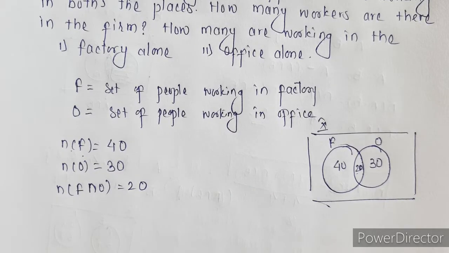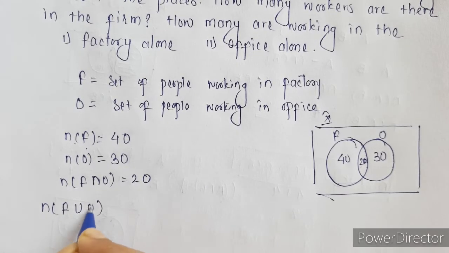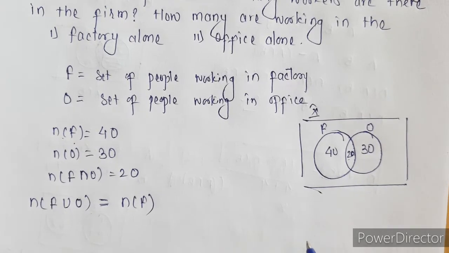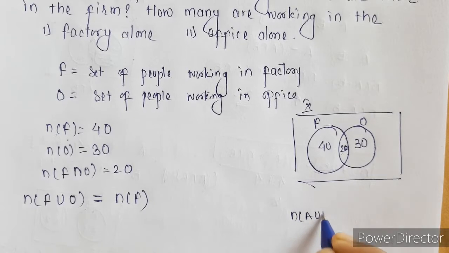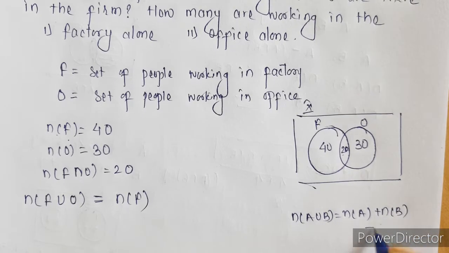Now we need to find how many total people are there in the firm. We are just collecting the people. We need to find the total people working in the firm, that is nothing but the number of elements in the collection of factory and office. So how do we find this? Let me write the formula here. How do we calculate A union B? It is n(A) plus n(B) minus n(A intersection B). I am taking the same formula.